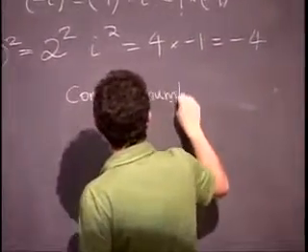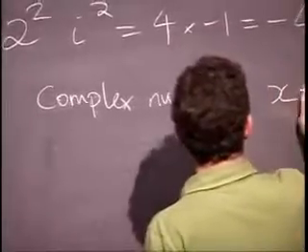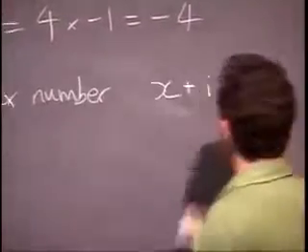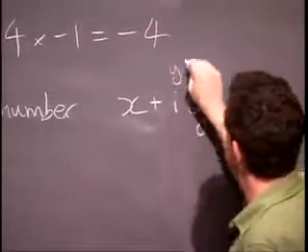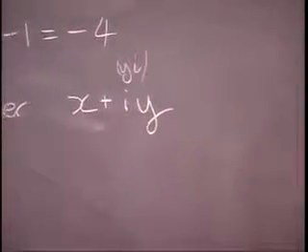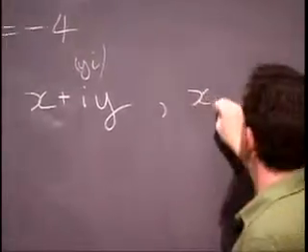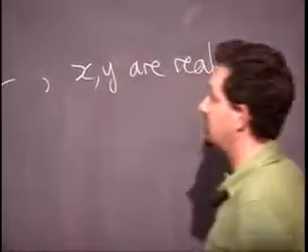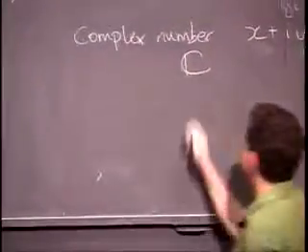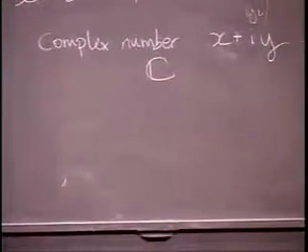looks like x plus either iy or yi, depending on how your mood is. Doesn't matter. Where x and y are real numbers. They could be 0, they could be negative, they could be irrational. They're just any real numbers. And together, the collection of all the complex numbers is denoted by C for complex. So it's like a bold C.